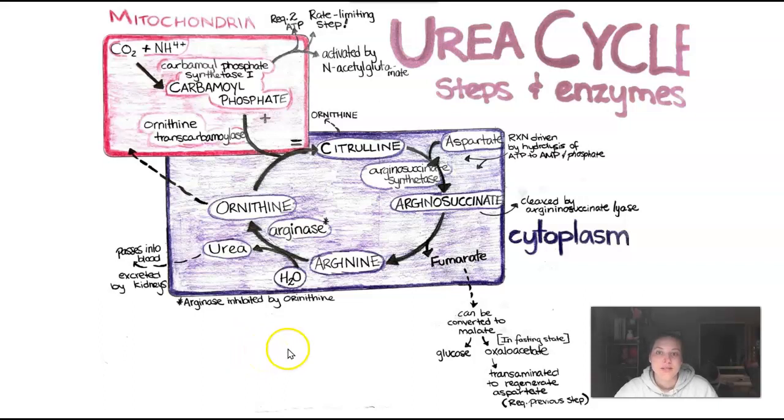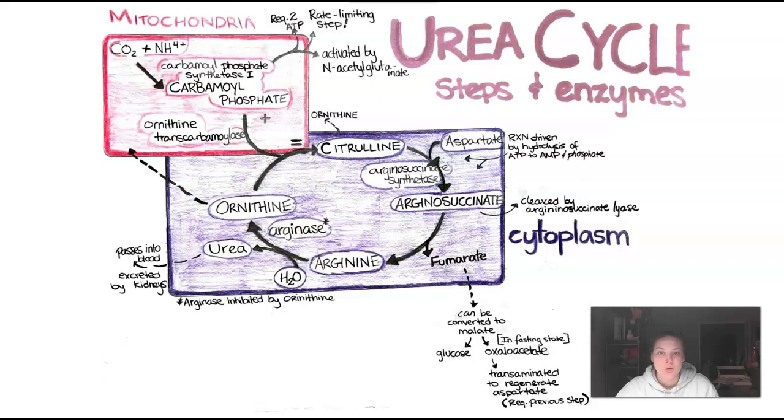And you can see here that the carbamoyl phosphate synthetase is activated by N-acetylglutamate, and it is also a rate limiting step. So the amount of enzyme that you have is crucial to the amount of ammonia that you can remove. The urea cycle takes place in the liver.